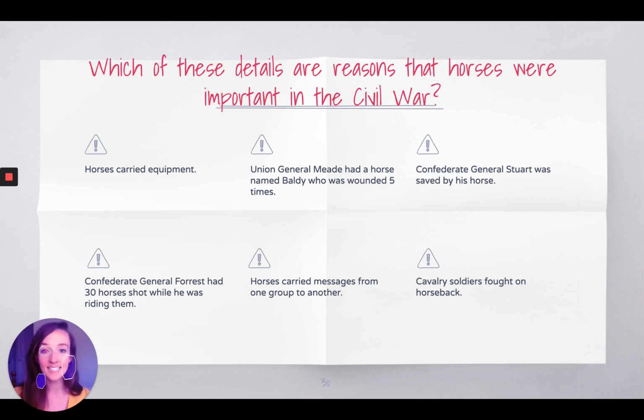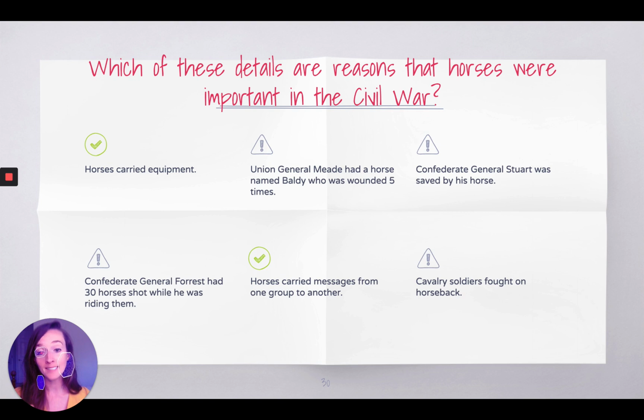So which of these details would be reasons that horses were important in the Civil War? All of these details were in the text. Which ones are reasons, explanations for why horses were important? Horses carried equipment. That was one reason that horses were important. They helped carry equipment.